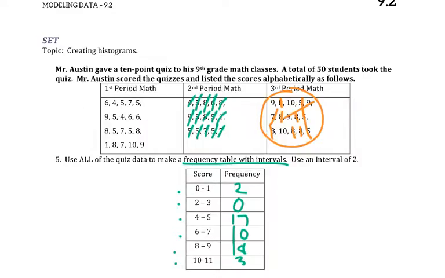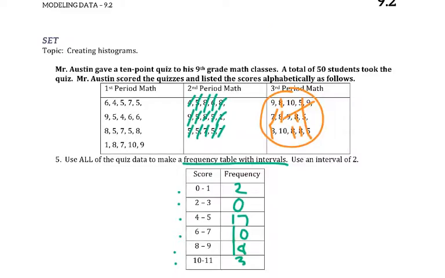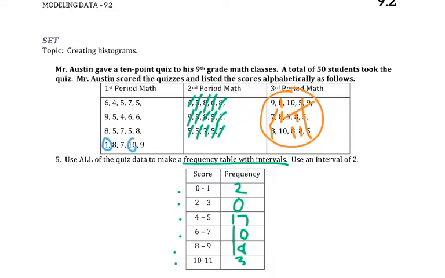2 9s and 2 10s. Okay, then if we look at first, let's do a box and whisker. Just to remind us, for that we need the low number, the high number, the first quartile, the median, and the third quartile. So low number is 1, high number is 10.